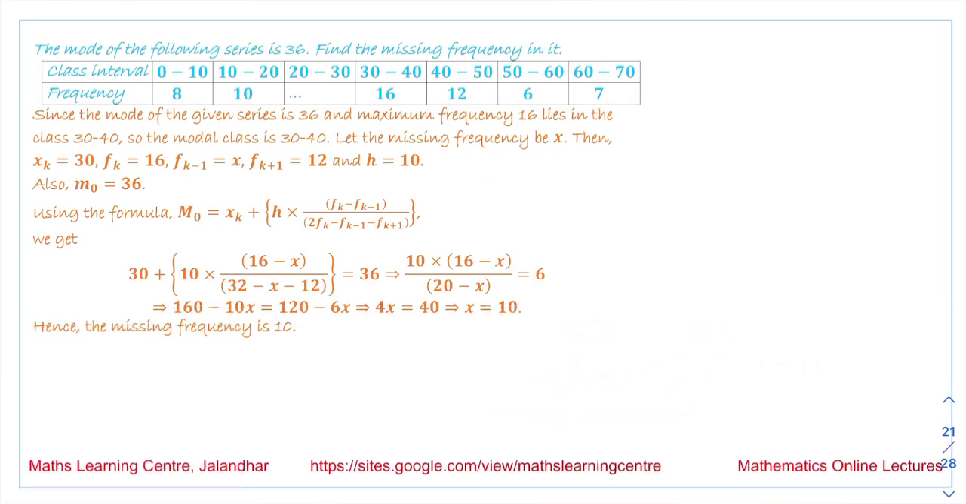Now the next question: the mode of the following series is 36. We have to find the missing frequency. Suppose this missing frequency is x. If the mode is 36, this value should lie in the modal class. So the modal class is 30 to 40. If this is the modal class, the value of xk is 30. This 16 is the value of fi, this 12 is the value of fi plus 1, and this x is the value of fi minus 1.